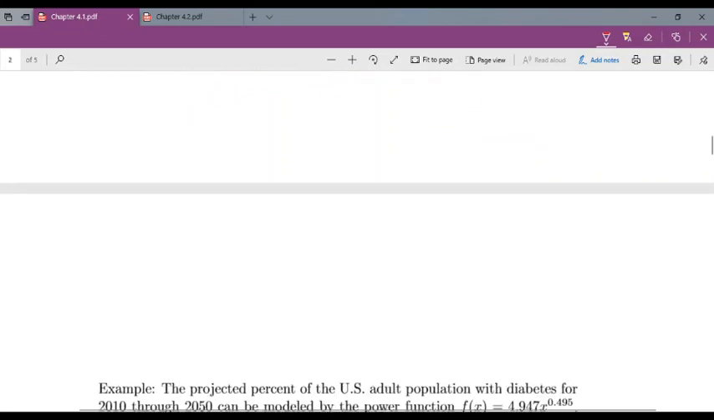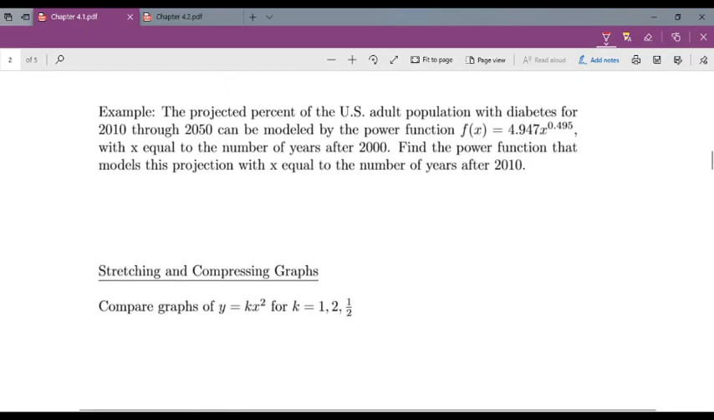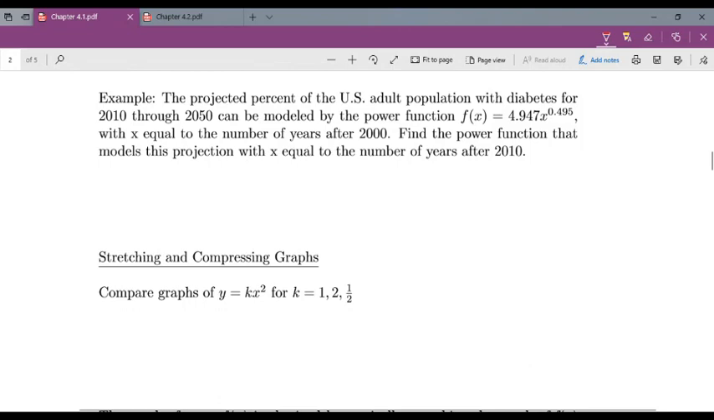Alright, moving on to page 2. It says the projected percent of U.S. adults populations with diabetes for 2010 through 2050 can be modeled by the power function, and it gives you the power function 4.947x raised to the 0.495 with x equal to the number of years after 2000. Find the power function that models this projection with x equal to the number of years after 2010.